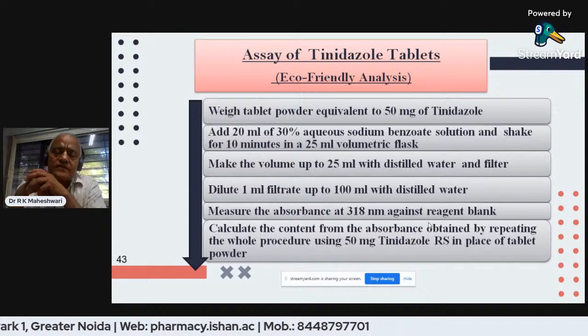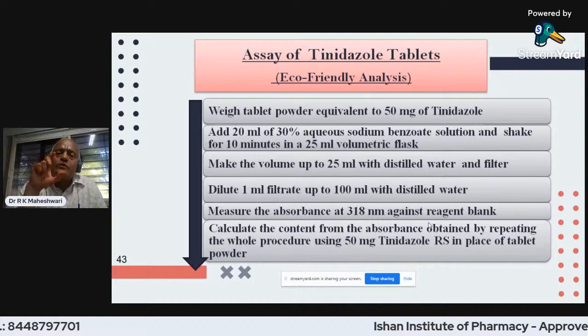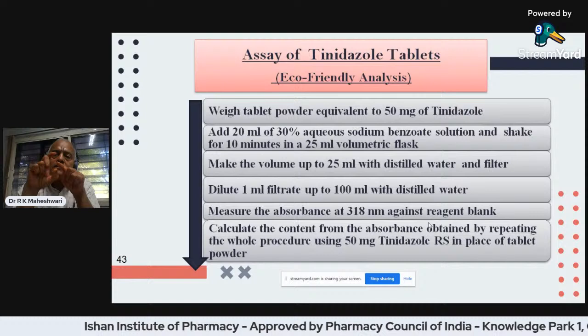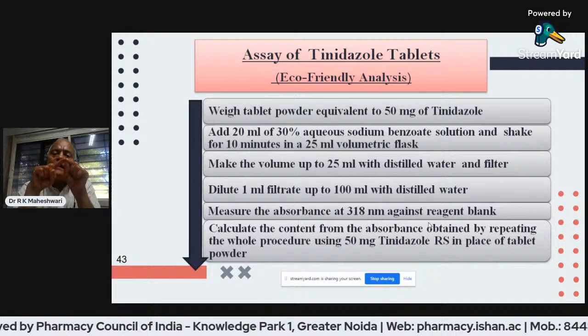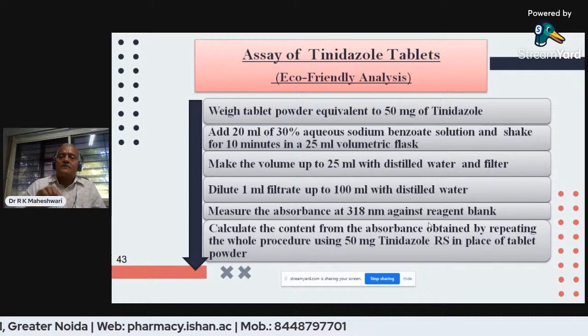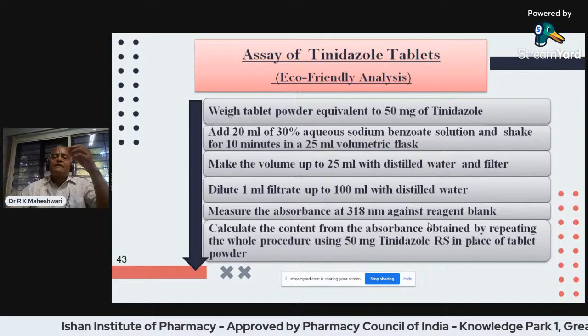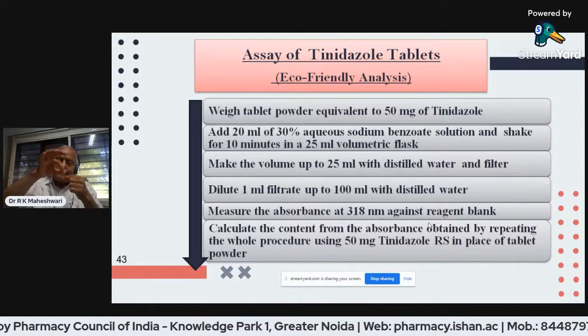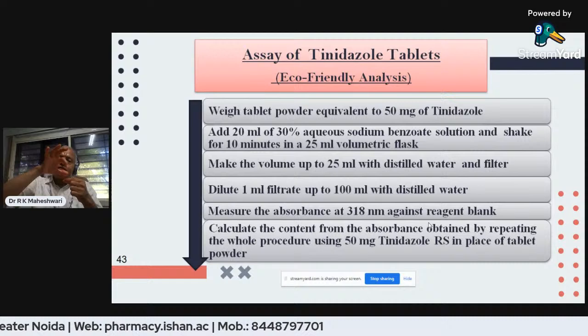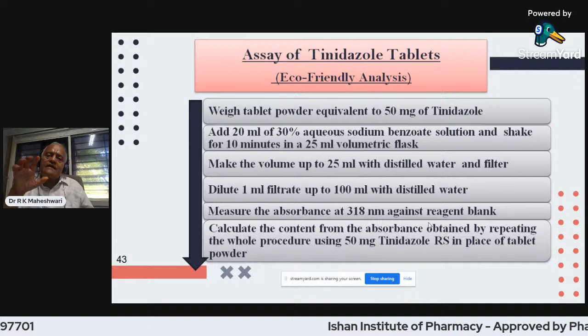I will tell you. For making reagent blank, you will have to take a 25 ml volumetric flask, 20 ml of sodium benzoate solution 30%, and dilute up to the mark with water. 1 ml of this solution will be diluted up to 100 ml with water. So this is the reagent blank solution. This solution contains the same concentration of sodium benzoate which is present together with the drug in your sample solution. The sample solution is put in the sample cuvette and the reagent blank is put in the reference cuvette. Now both cuvettes contain the same concentration of sodium benzoate, so there is neutralization of the effect. Then absorbance is noted at 318 nm, which is due to your drug only.